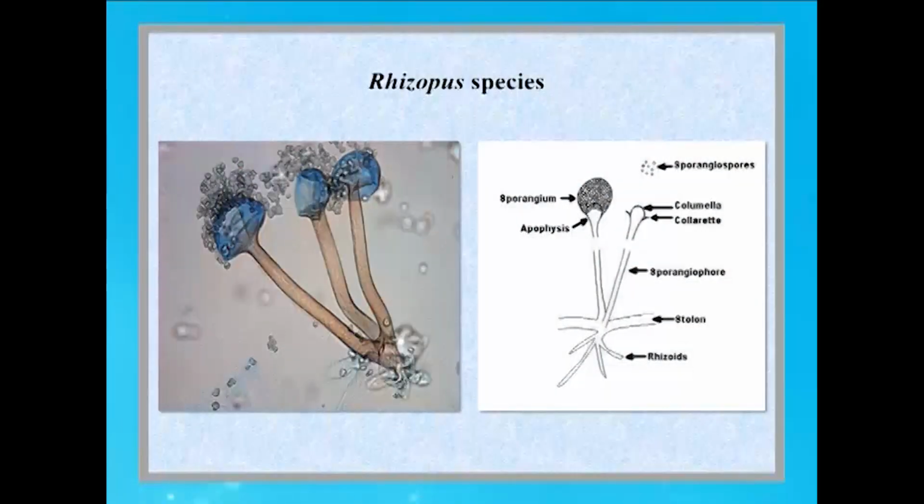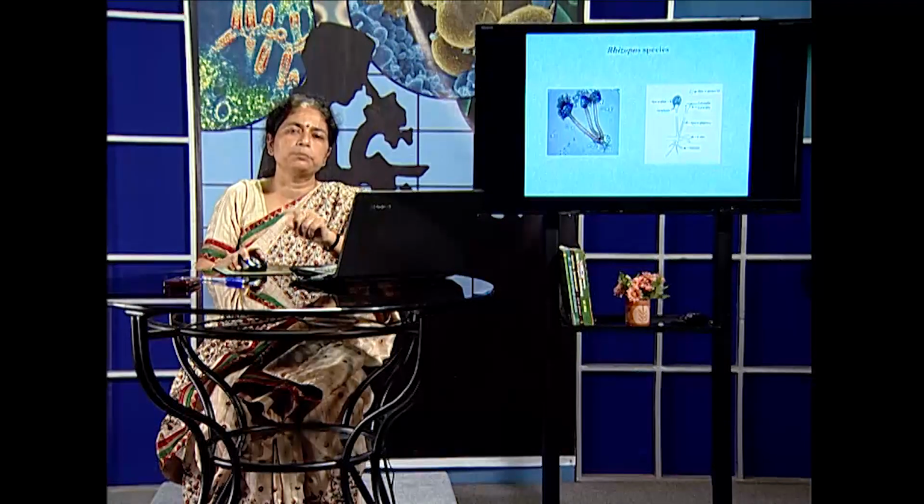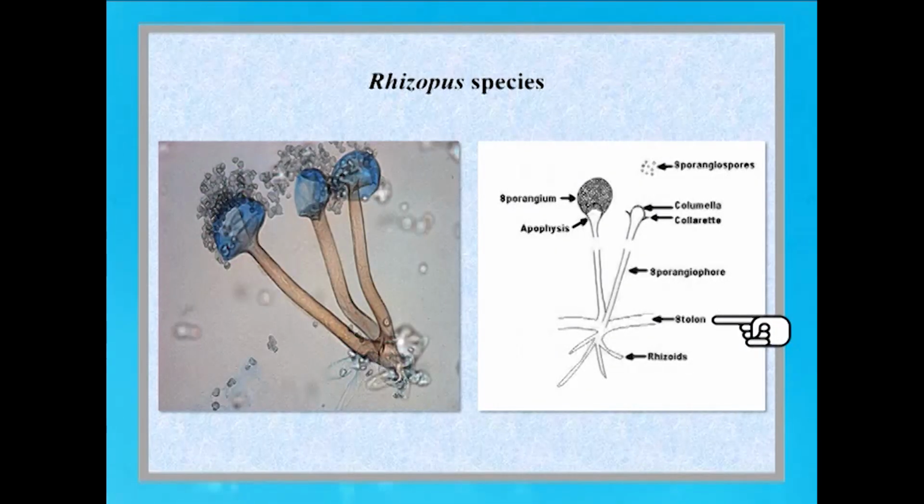Then this Rhizopus, as you can see, has got a characteristic feature where we find the presence of columella, and this columella is being surrounded by a structure which is called sporangium. The sporangium bears all the spores which come out when it bursts off. So this structure is again different from Penicillium as well as from Aspergillus. Another specialized structure that we find in the case of Rhizopus is the presence of stolon and rhizoids, which I have already discussed as the specialized structure of the molds.